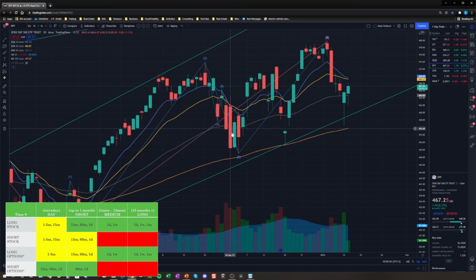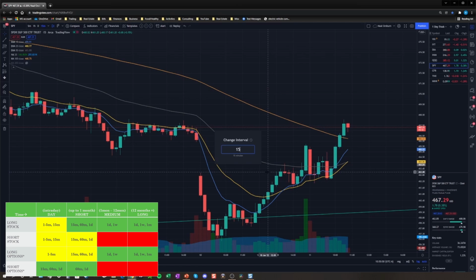So each one of these candles represents that time interval, okay? Right now we are looking at a daily chart on the SPY. If I switch this over to 15 minutes, it defaults to 15 minutes, so you actually don't have to put in the M here for the SPY or for TradingView. Each one of these candles represents 15 minutes, right?